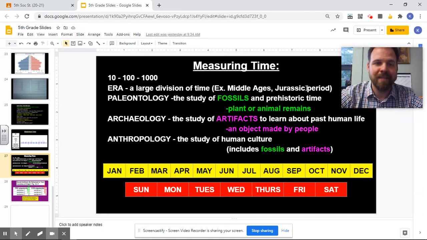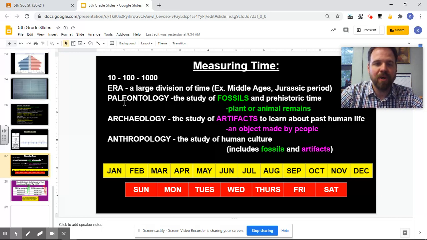They don't fall into the 10, 1,000, even 10,000, even sometimes a million category. They go over several different years. Now, in the case of the Middle Ages, it is obviously shorter than the Jurassic period, but they're still two eras of time. Okay, so not to confuse you too much, but basically an era is what we're going to use to describe periods of time that are not going to fall into these categories.